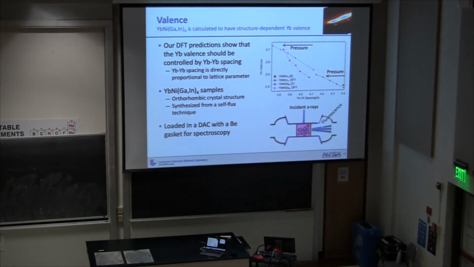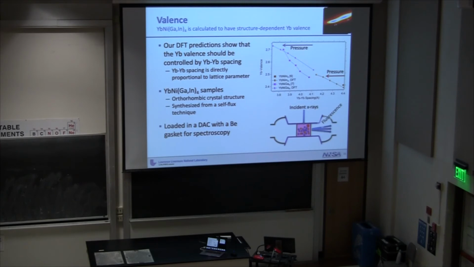So let's talk about valence first here. So this is particularly a compound that I've chosen to sort of highlight what we're doing here, and this is ytterbium, nickel, indium-4 or gallium-4. And so even at ambient pressure, this has a mixed sort of ytterbium valence, but under pressure it's predicted that the valence will sort of smoothly increase as you collapse the unit cell or as you close the ytterbium spacing. So if you apply pressure and move the ytterbium atoms closer together, you should get a valence increase.